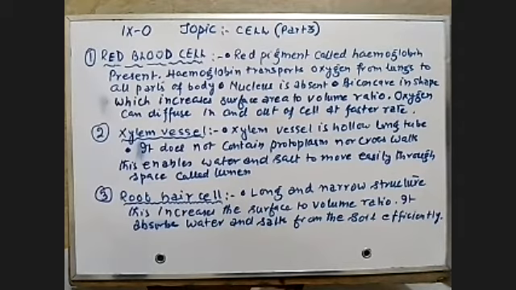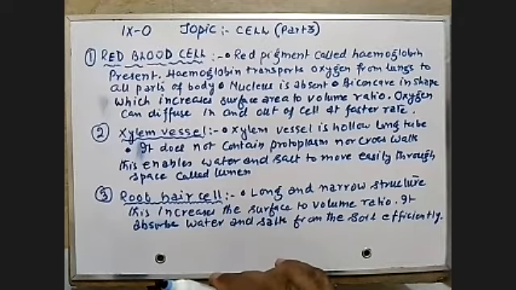They have a short life cycle. Their lifespan is about 120 days, that is 3 to 4 months. And because the nucleus is absent, no cell division will take place in the red blood cell. They have a lifespan of 120 days. After that, they will be destroyed, and a new red blood cell will take its place.